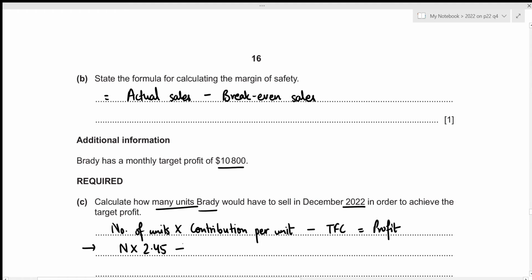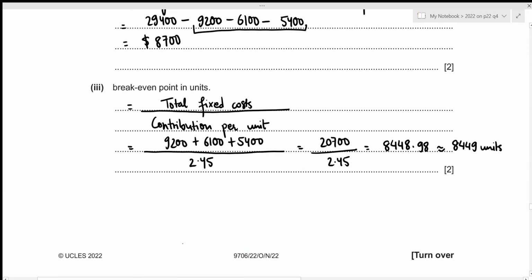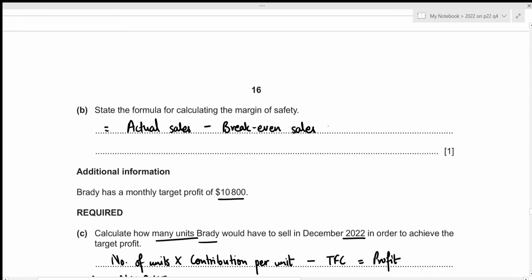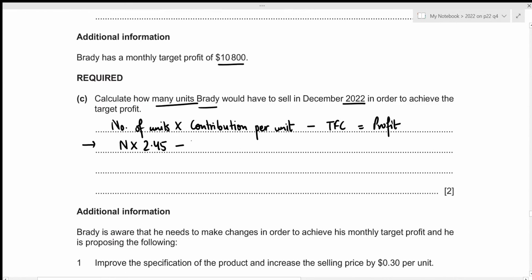We then need to subtract the total fixed cost. Again, this is something that we figured out above, right here. That's 20,700. Let's substitute this amount. So that's 20,700 equals the profit that we require, which is 10,800. Now this becomes a simple equation. That's going to be n times 2.45 minus 20,700 equals 10,800. This goes to the other side, that's plus 20,700.